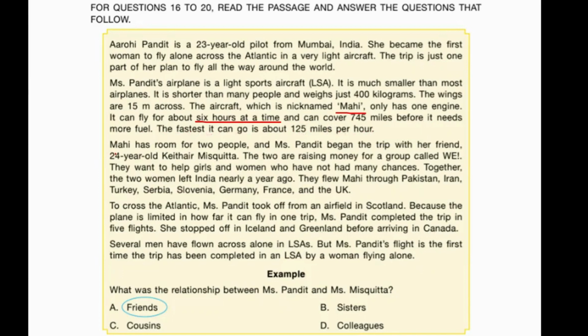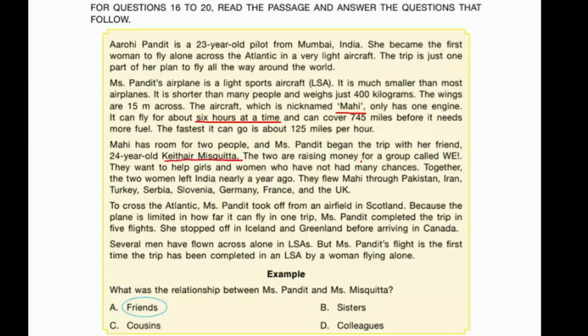Okay, next, Mahi has room for two people. How many people can it accommodate? Only two people. And Miss Pandit began the trip with her friend, 24-year-old Keithar Miskita. Okay, she started her trip with her friend. What's her name? It's Keithar Miskita.